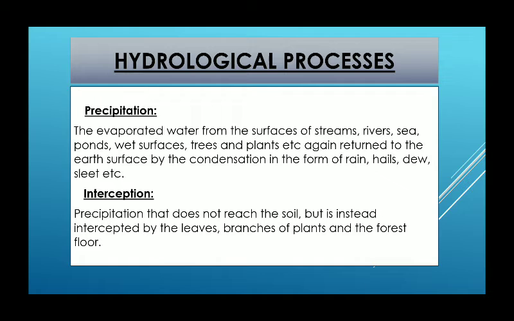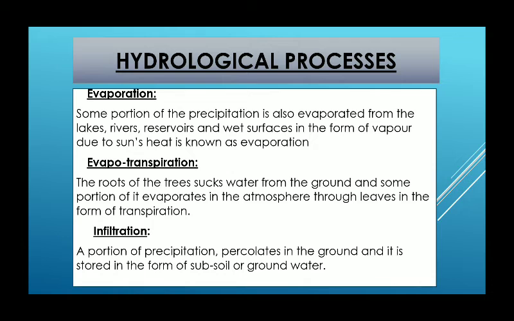Forest areas have been shown to have greater interception losses than adjacent grassland areas. This is due to the greater aerodynamic roughness of the forest canopy, resulting in much more efficient removal of water vapor away from the surface. The next process is evaporation.